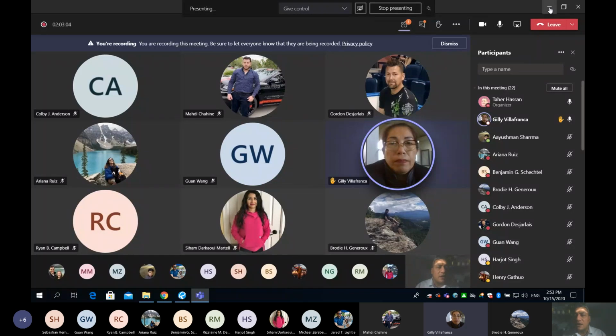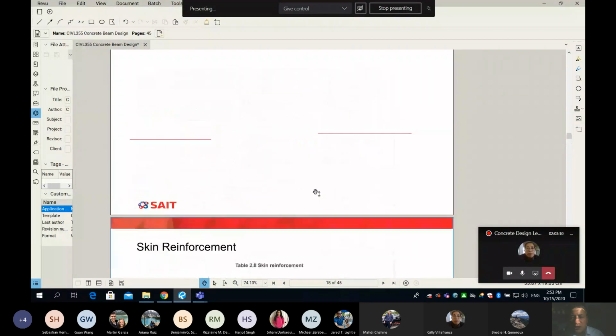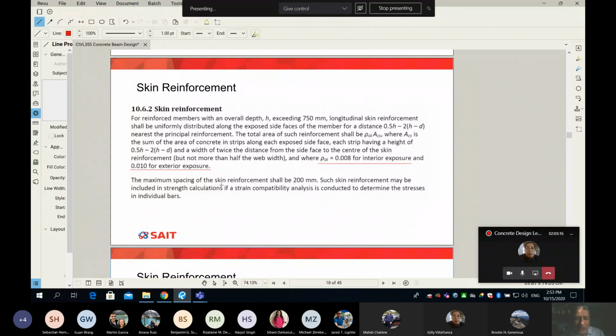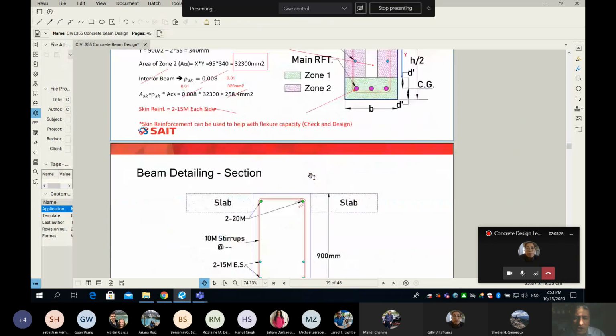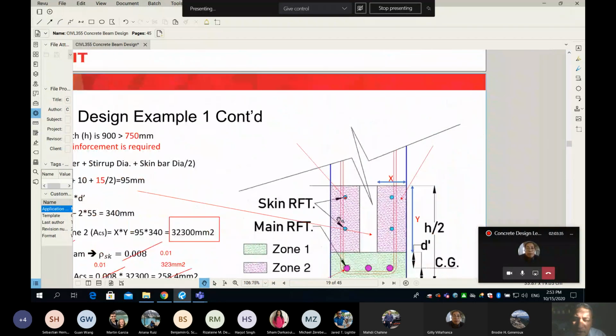And by the way, probably I will need to go back and show you one more time next week. The code also says that the maximum spacing should be 200. If you look at my slide, which again, we're going very quickly, you can see the code also has some condition about the spacing between skin reinforcement, which is in this picture here. The spacing is simply from this line to the center of this bar. We need to check this to be 200, okay? But this is going to be next class.